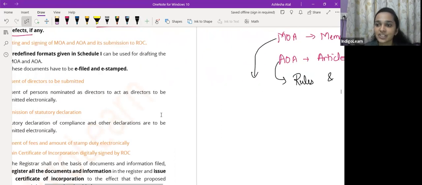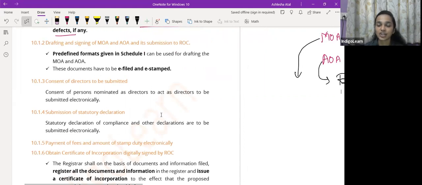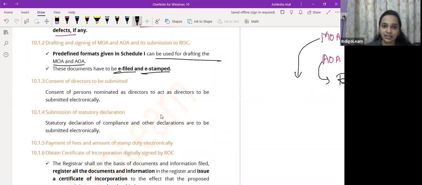So there are certain formats which have been given for MOA and AOA. Schedule 1 में कुछ formats दिए हुए हैं. So वो वाले formats use करके भी MOA AOA draft कर सकते हैं. Yeah, and it is not necessary that it has to be in that format. There can be certain changes in the format as well. So there are some formats which can be used for drafting MOA and AOA, and these documents shall be e-filed and e-stamped. So e-filing ही होता है, it is all electronically done nowadays. All the documents with respect to the company, everything is filed electronically. So these documents shall be drafted and shall be signed by all the people when they are being submitted to the registrar.